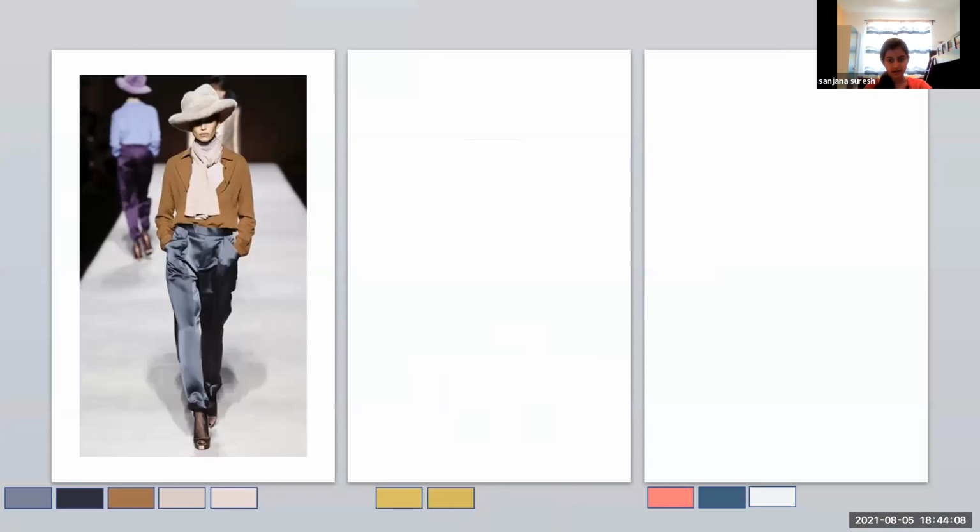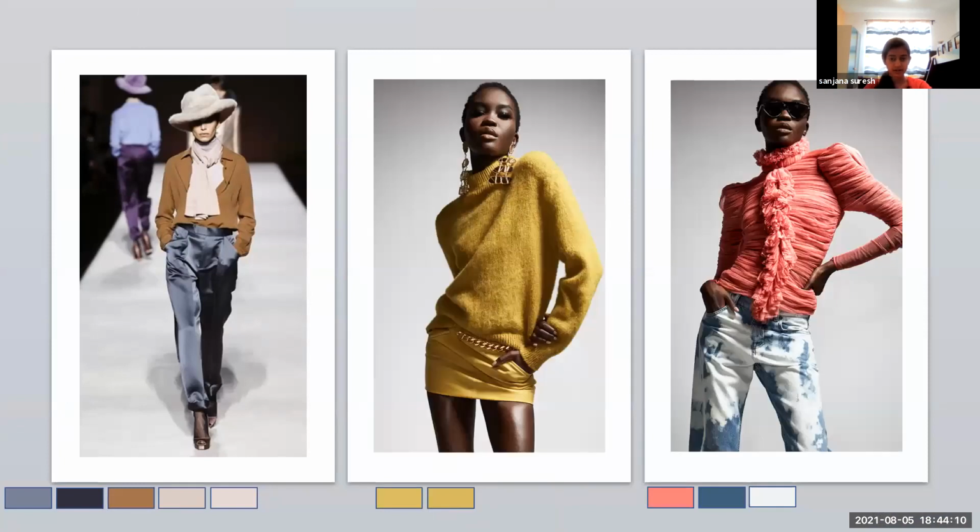Then this is the winter collection of the year 2021 to 2022. So again, you can see a texture contrast here, and the color contrast. So Sanjana, one minute, just a doubt. Instead of taking one collection, you went for two different collections with their color palettes. Okay. Yes.